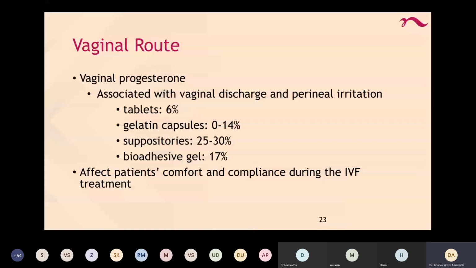So the most common reason for discontinuing the progesterone is basically the irritation that it causes. So other methods of giving progesterone might have to be supplemented.